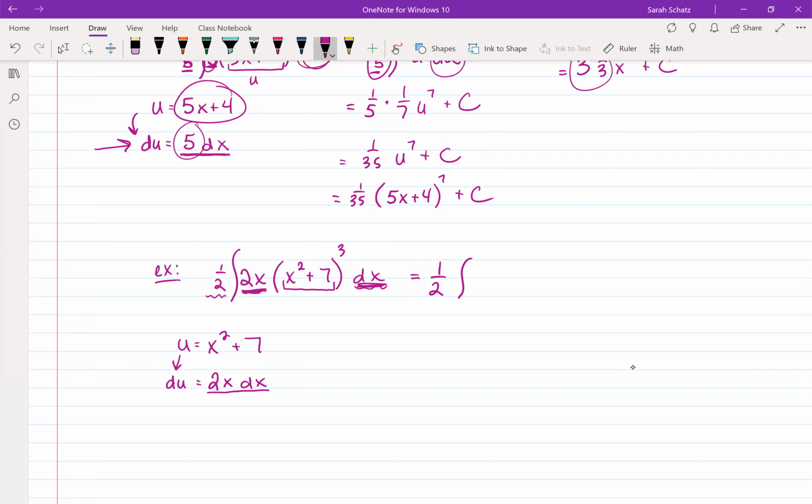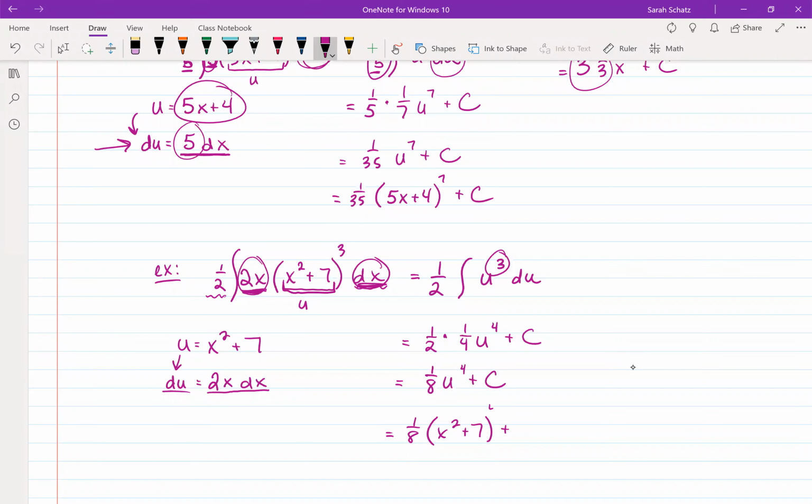Now, what's this going to look like? You guys, it's going to look like u cubed. And then the 2x and the dx, I rewrite that as du. And then I take my simple antiderivative, bringing that 1/2 down. n is 3 here. So n plus 1 would be 4. And I get 1/4 u to the 4th plus c. Multiply your two fractions together and get 1/8 u to the 4th plus c. And then replace u. So I get 1/8 times (x squared plus 7) to the 4th plus c.